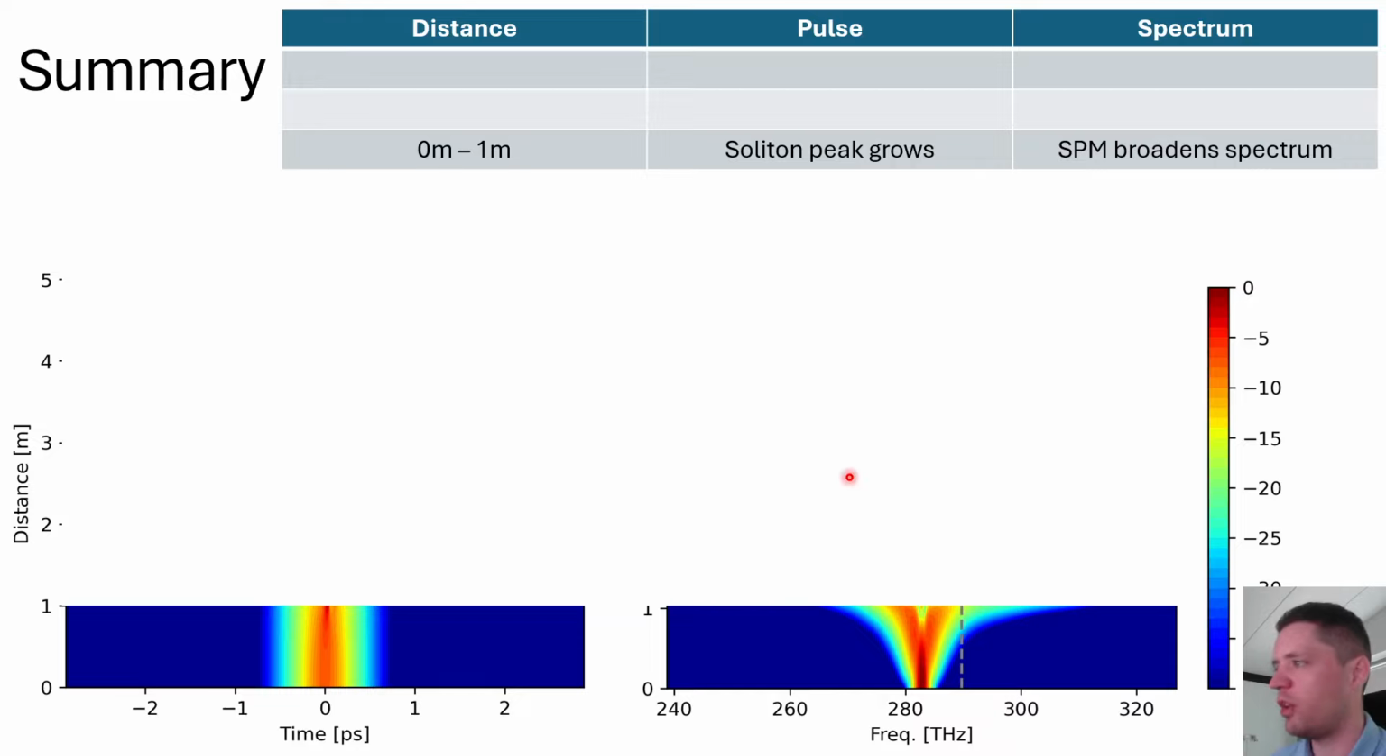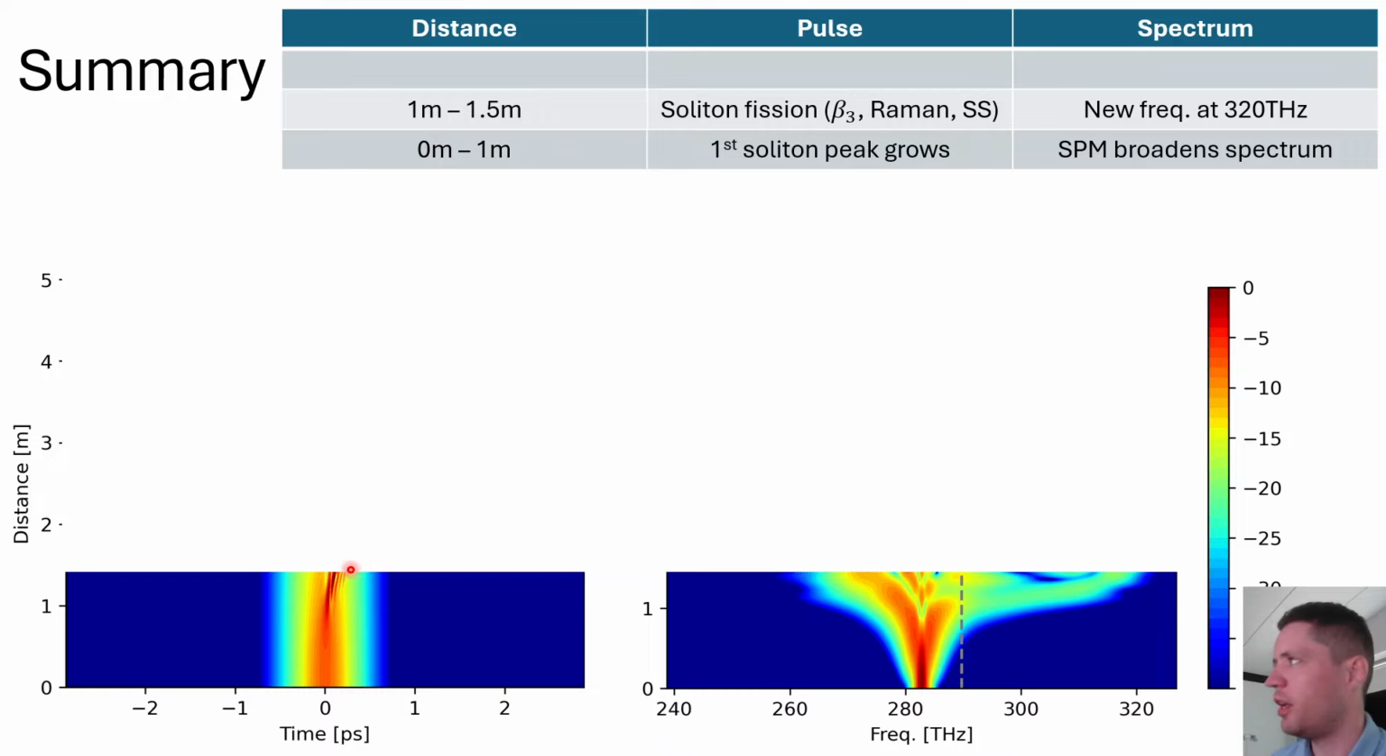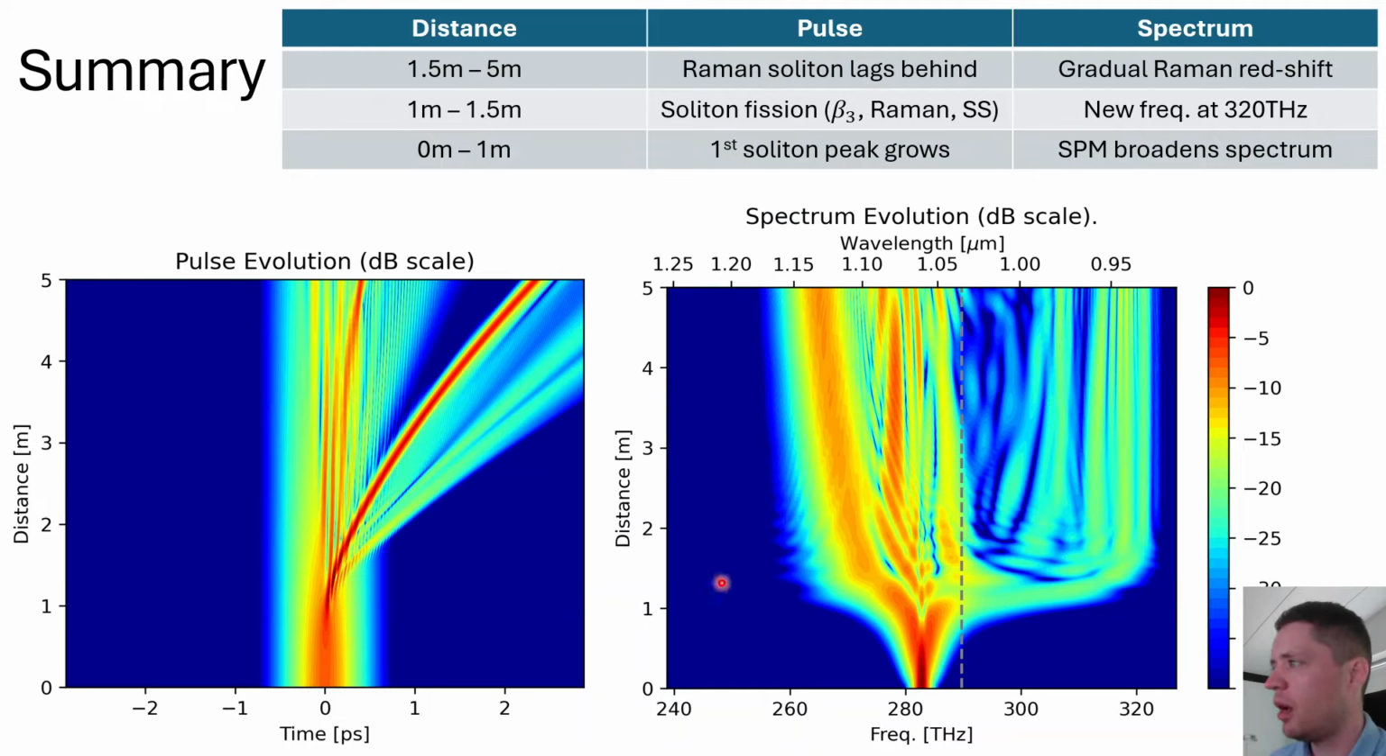So just to recap, we saw that in the first meter of propagation, the pulse behaves like a soliton, and the spectrum is dominated by self-phase modulation. Then for the next half a meter, soliton fission begins to kick in, and we get new frequency components over here at 320. And then for the rest of the evolution, the spectrum and the pulse are dominated by the Raman effect, because this Raman soliton begins to drift off towards greater and greater time delays, and we get a general redshift in the spectrum thanks to the Raman effect, with a small contribution from self-steepening.